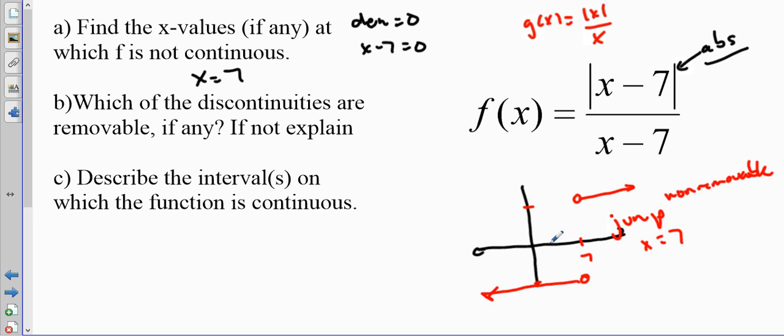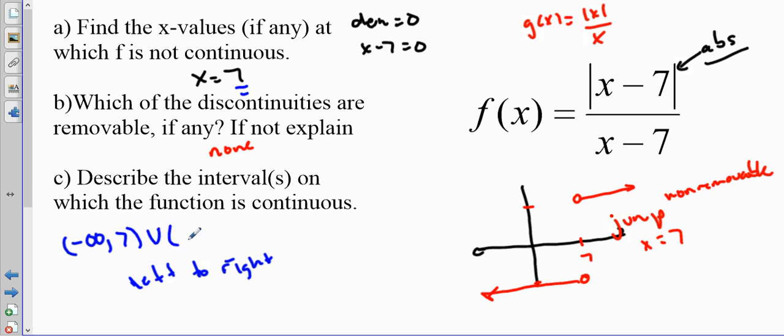It's non-removable, and so right here, there is none. X equals 7, that's a jump, that's non-removable. That's our explanation right here. Now let's define where this is continuous. Remember, going from left to right. We start at negative infinity, open interval, going to our discontinuity, which is 7. It doesn't equal that, because obviously it's not continuous there. We union right there, and go from 7 to infinity, and there we have it. All right, cool. We got another one.